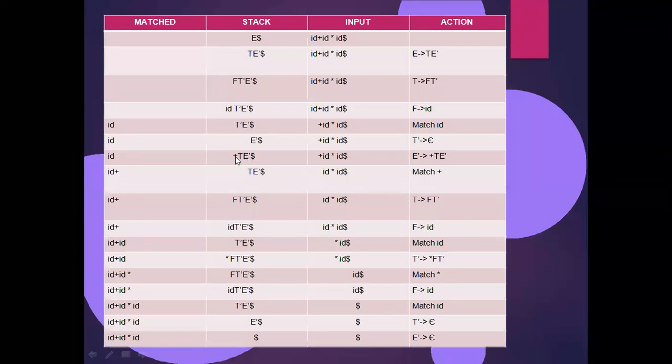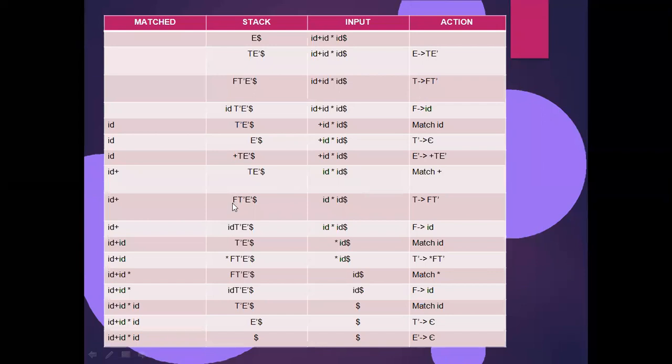And this plus and this plus are matched, and pop those terminals plus and plus. In the stack we have T E dash, and in the input buffer we have ID star ID dollar, the remaining string. Now again move T with ID. There we have the production T tends to F T dash, and this F T dash is pushed into the stack in the place of this T.